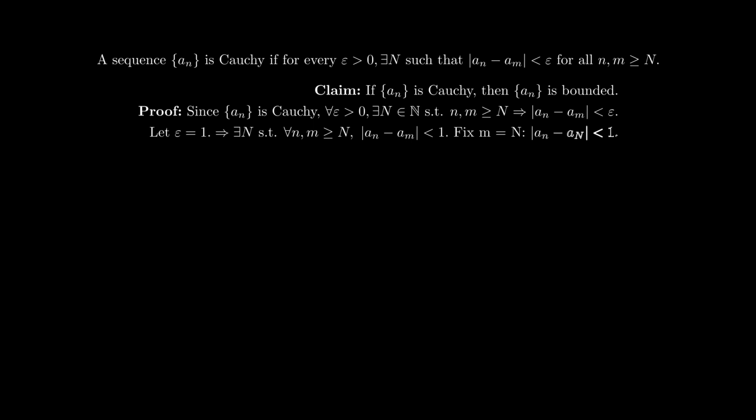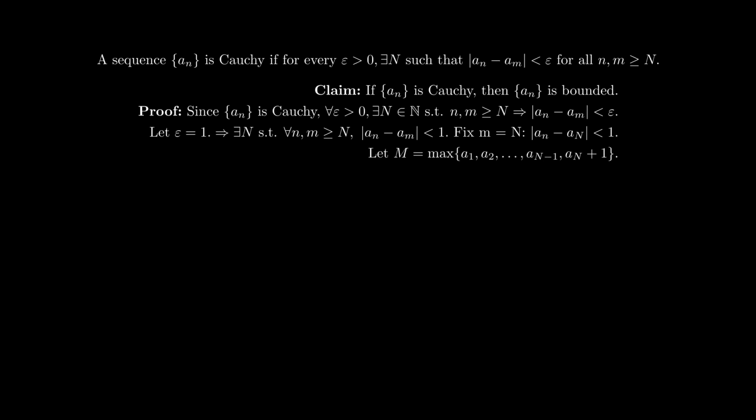We can say that after the capital Nth term of the sequence, each value is less than 1 away from every other value that also occurs after the nth term. Now fix m in place to be equal to n. Now, a sub n is less than 1 away from a sub capital N. Here's the key part. Now we pick an upper bound.